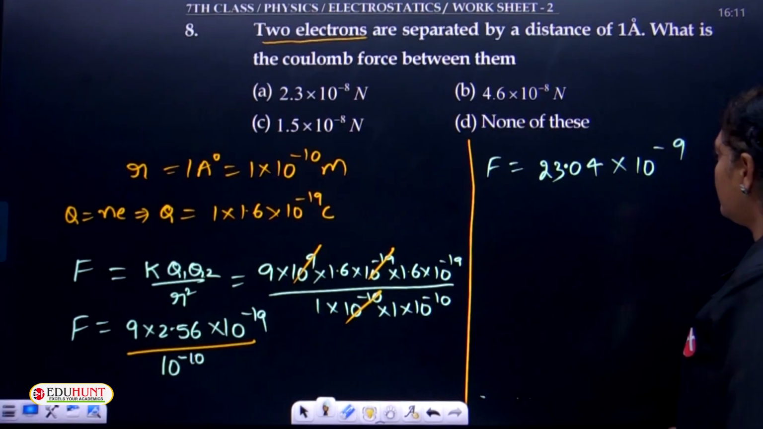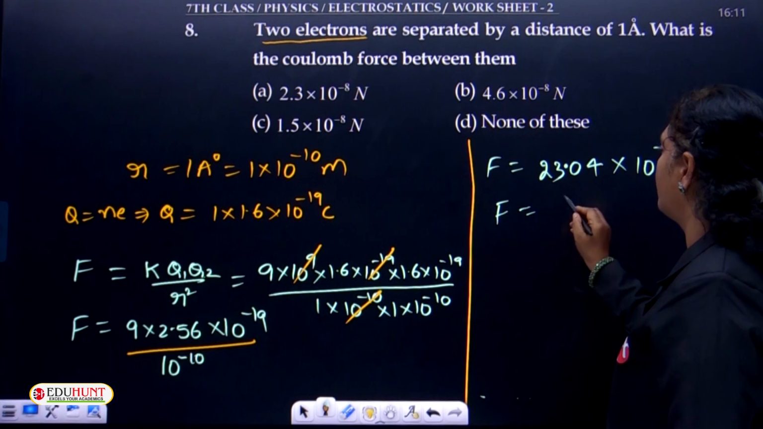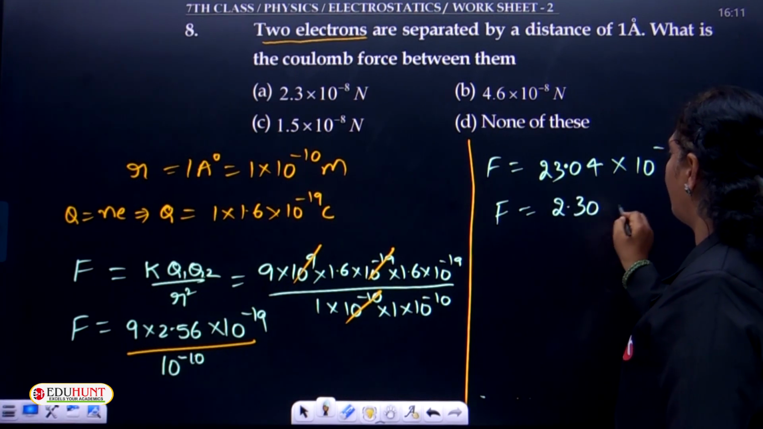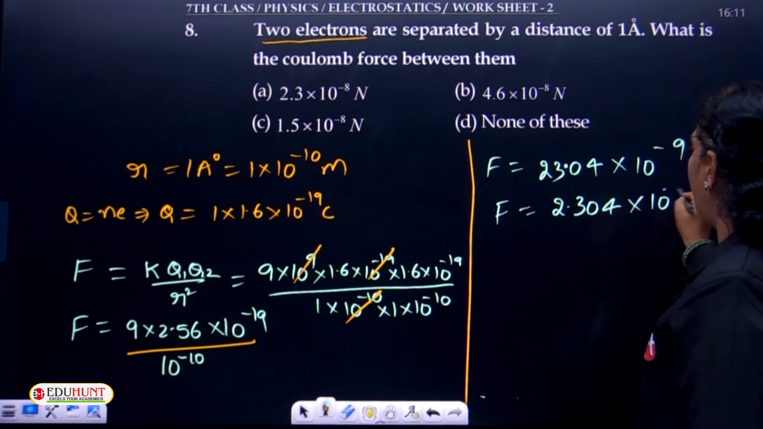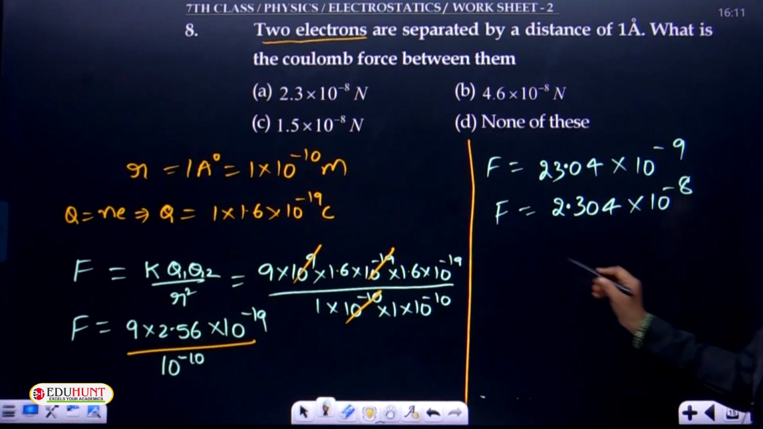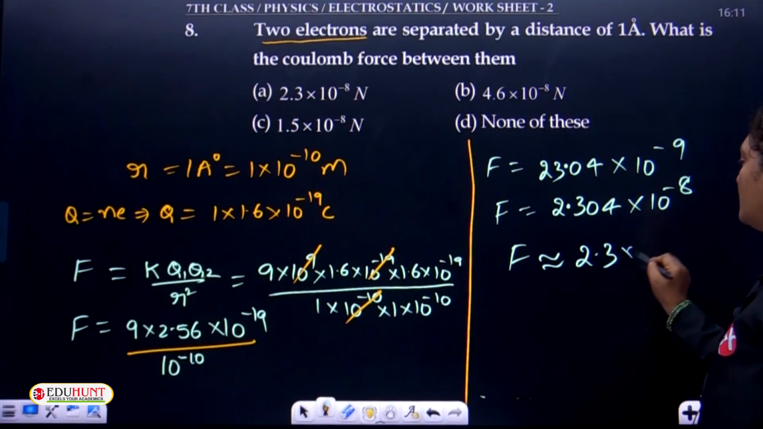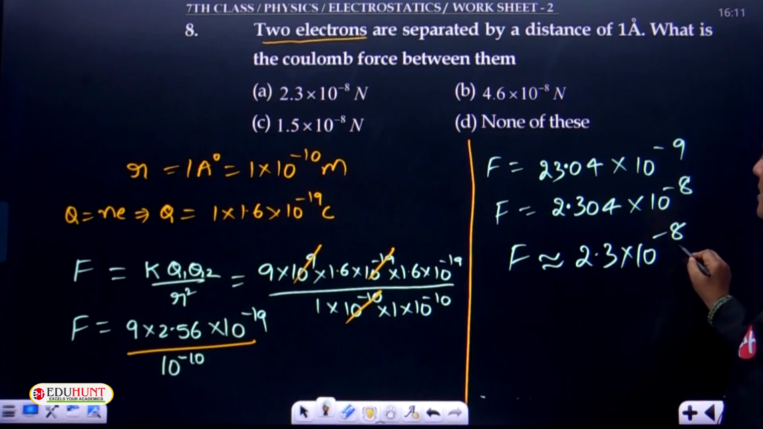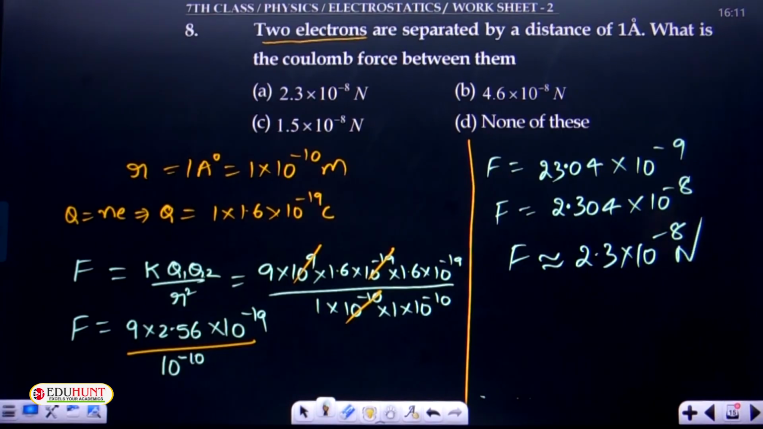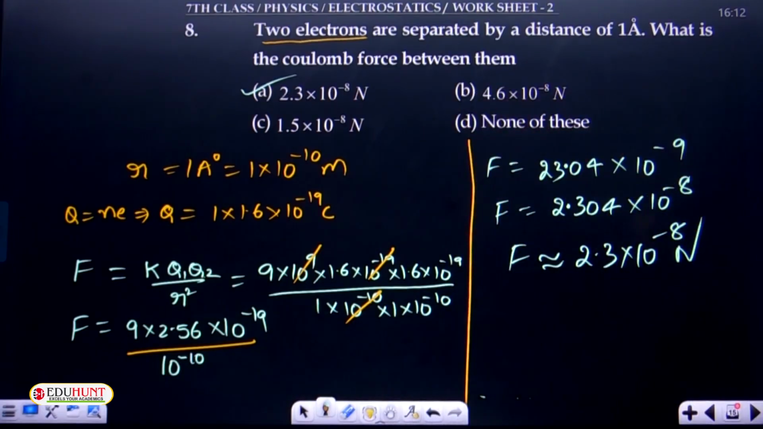That's it. Hence, F can also be written as a decimal, if you take it below, 2.304 times 10 power minus 8. One decimal is removed, so I reduced this. Or F is approximately equal to 2.3 into 10 power minus 8 Newton. Force is given as 2.3 into 10 power minus 8 Newton. Hence, the correct option is option 1.